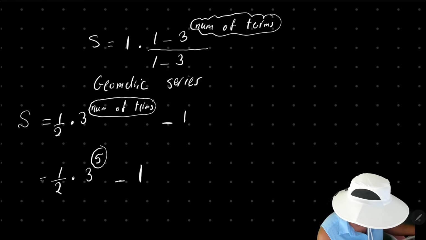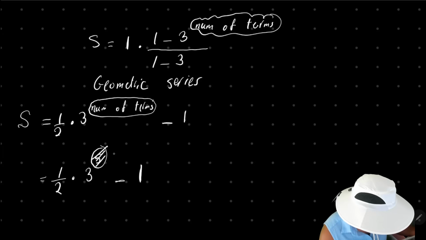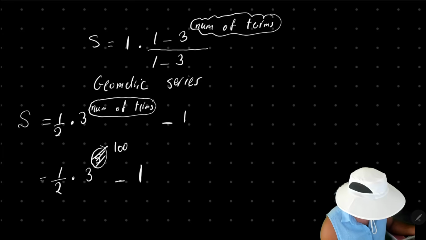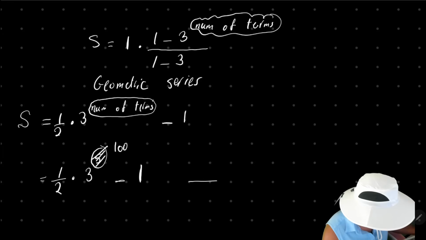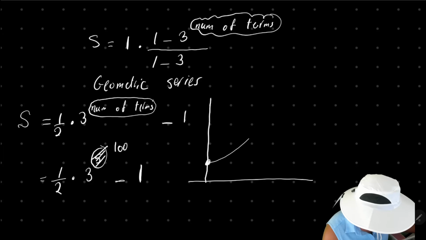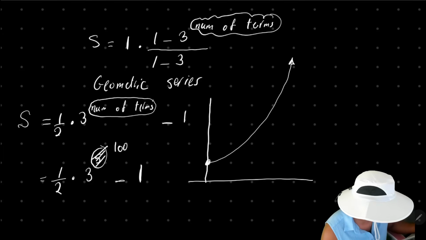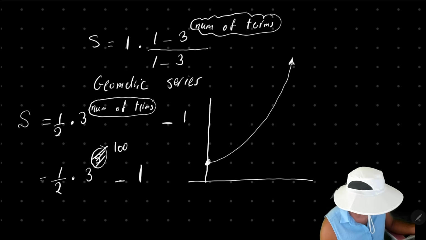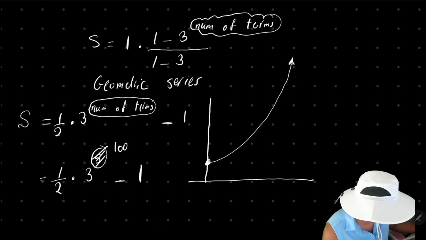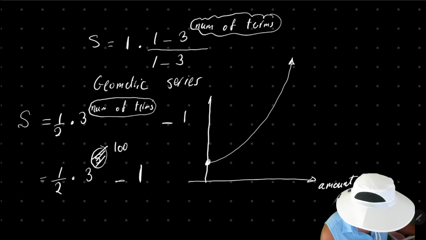In that case, it's 5, it'll be 3 power 5. Okay, what if this was 100? If the 5 was 100, well, that could have been 3 power 100. So if you notice, the number of function calls we're making is increasing exponentially. So this is the number of function calls we're making. Okay, so this is the amount, and this is the number of function calls.